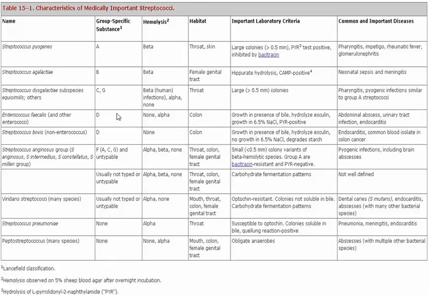faecalis, or however you call it. This is a D group. This is called non or alpha hemolysis. This is found in the colon, causes abdominal abscesses, urinary tract infection, and endocarditis.